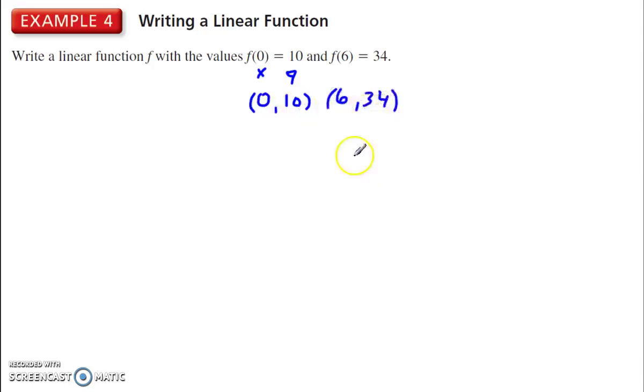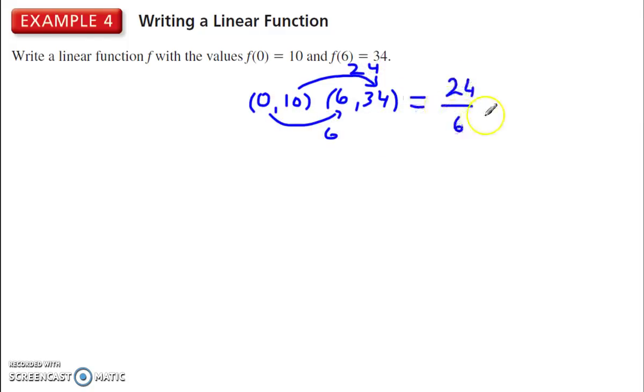And there we go. Now we have 2 points. We can write an equation. Beautiful. Okay, from 10 to 34, we go up 24. From 0 to 6, we go up 6. So 24 divided by 6, that is 4, and that is my slope.